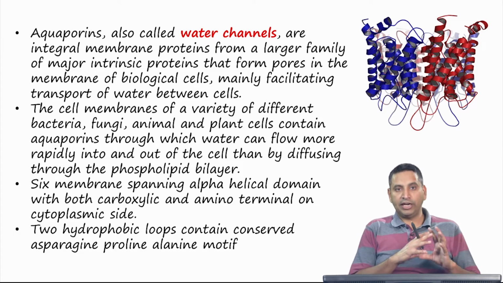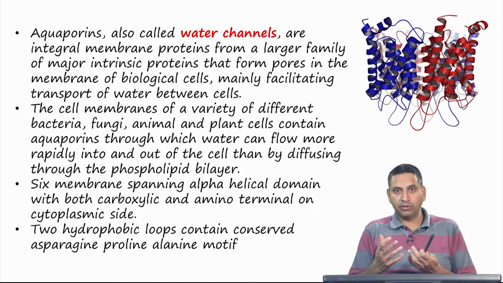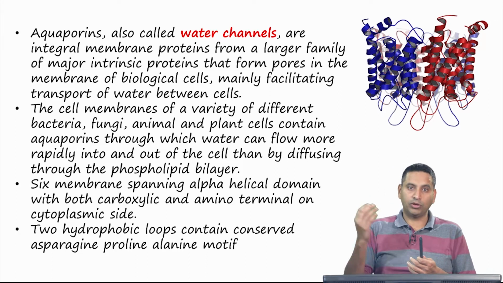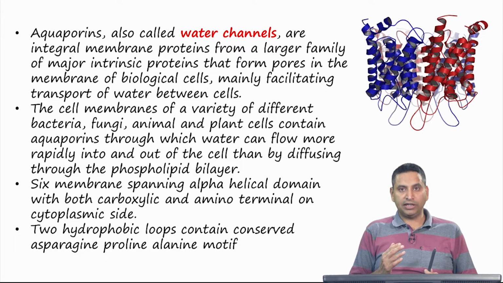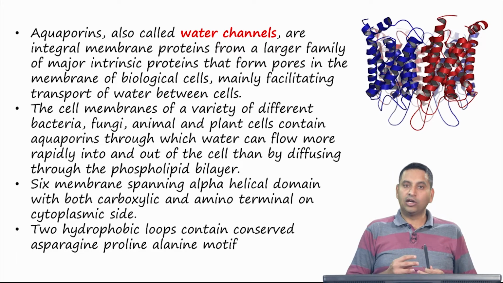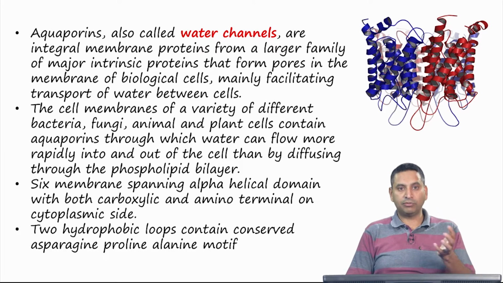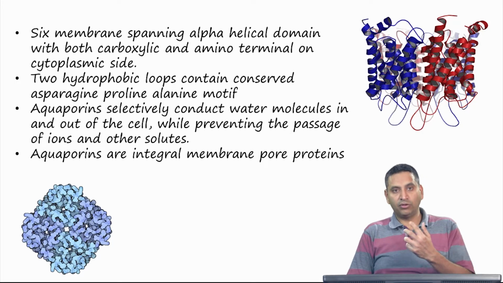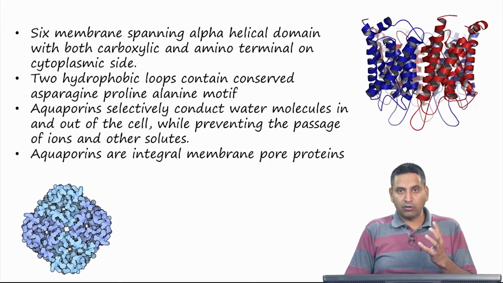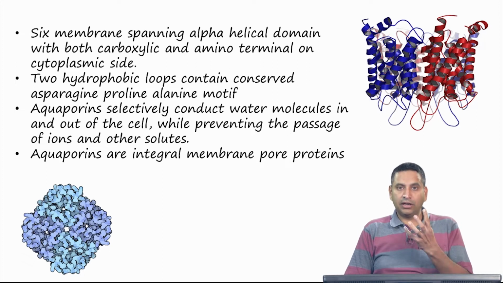The cell membranes of a variety of different bacteria, fungi, animals and plant cells contain aquaporins through which water can flow. There are 6 membrane spanning alpha helical domains, with both the carboxyl and amino termini on the cytoplasmic side. And then there are 2 hydrophobic loops which contain a conserved asparagine, proline, alanine motif. Aquaporins help in selectively conducting water in and out of the cell while preventing the passage of ions or other solutes. Therefore, aquaporins are important components in this process.